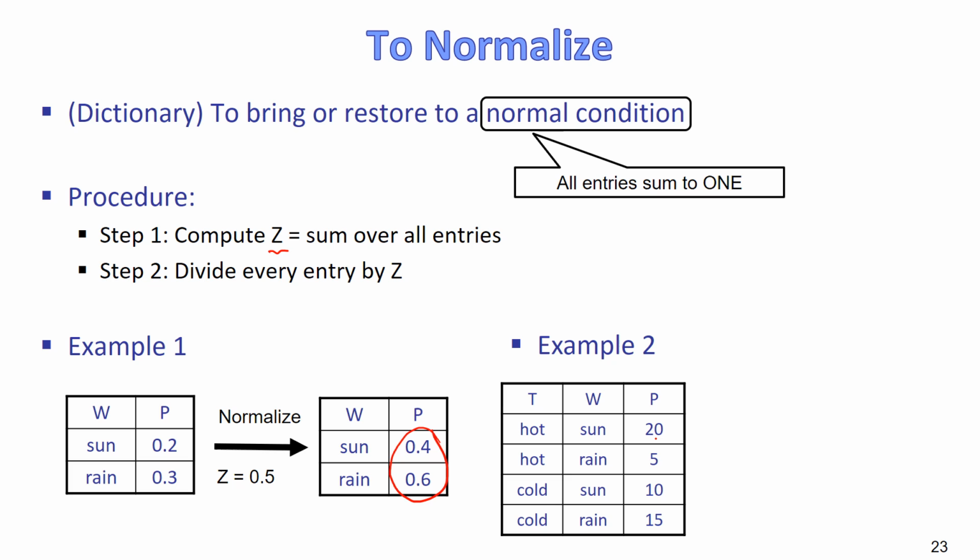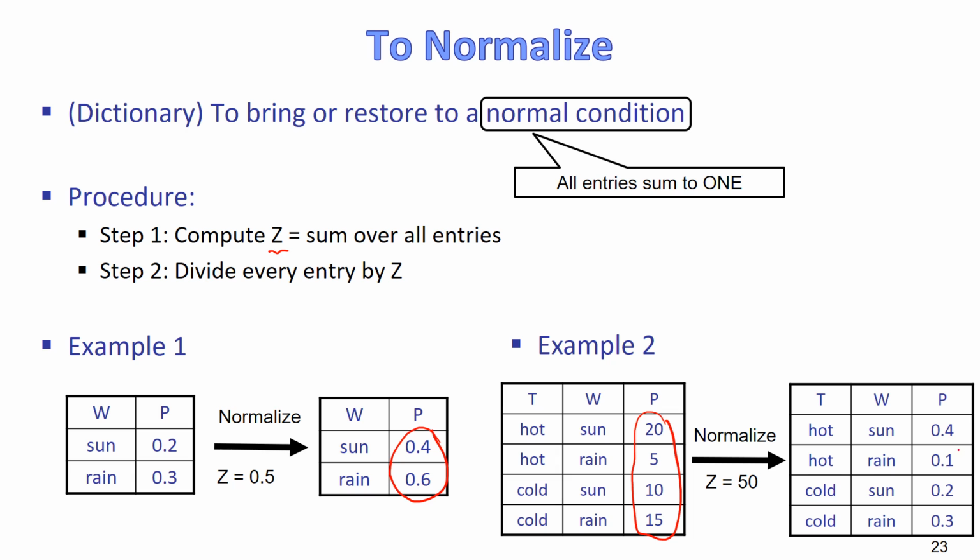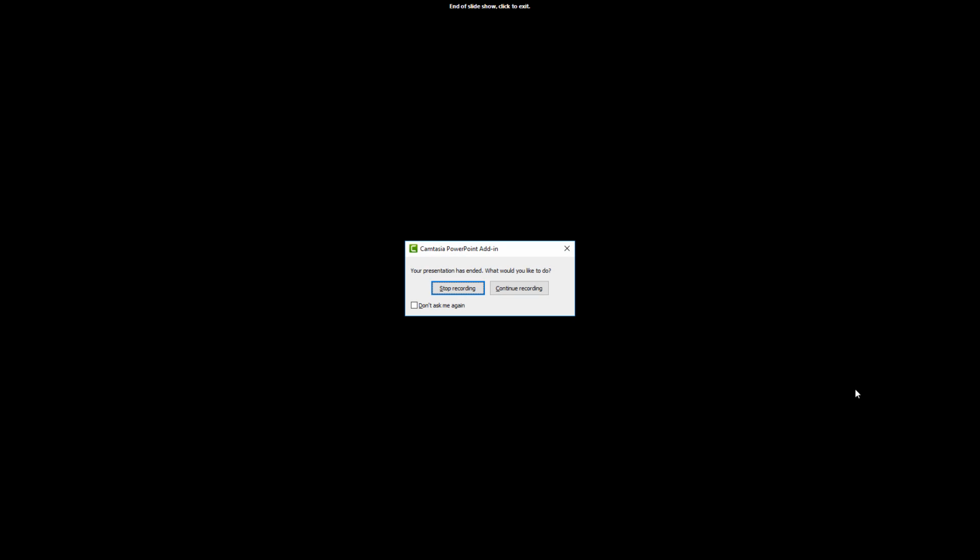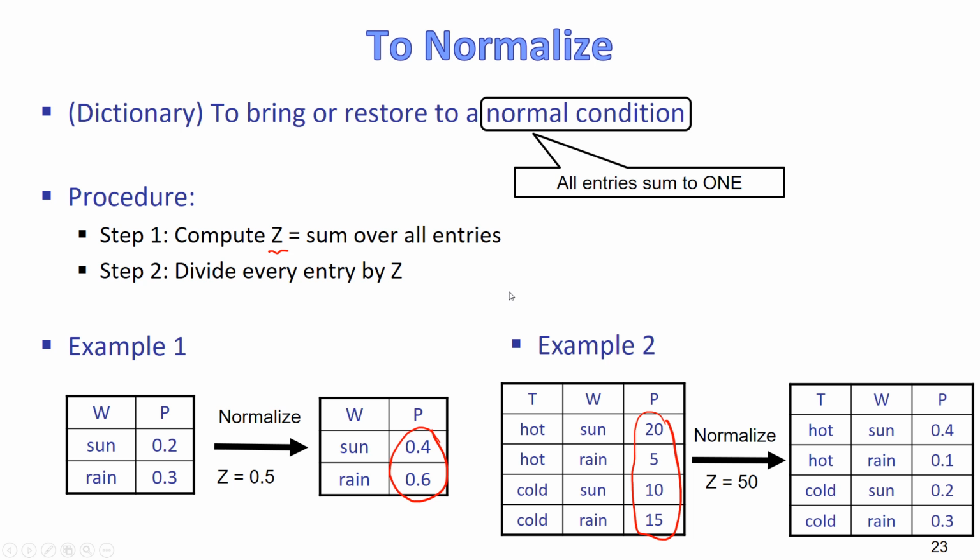Another example: if we have these counts, these are not probabilities but just counts, and this is just an example of the action of normalization. If we want to normalize them, we sum all of these entries and divide each entry by that sum. If we do that, we get these values. Now they sum to 1, so they can be seen as a probability distribution. Any question up to this point?